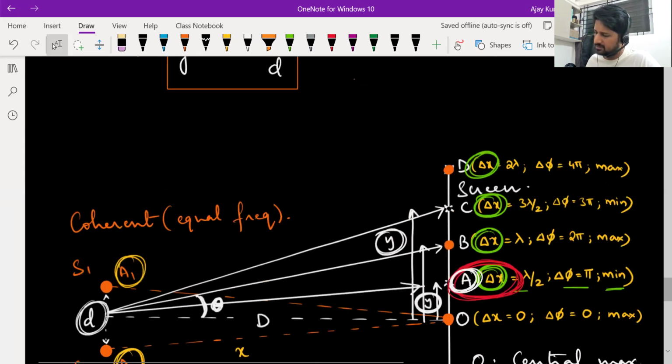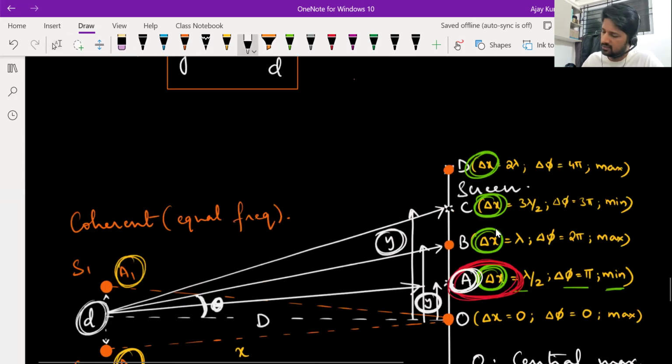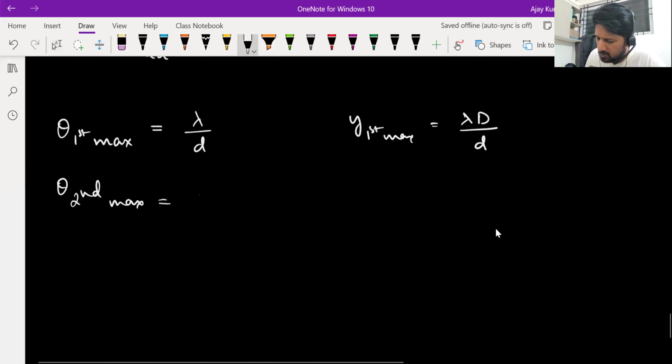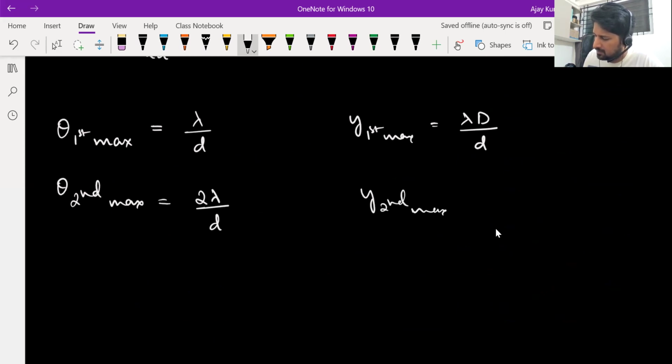See, for the second maximum, the path difference will be 2 lambda. Okay, second maximum is this point D on the screen. What will its angular position be? You just substitute delta x as 2 lambda. It becomes 2 lambda by small d. And y coordinate of the second maximum will be 2 lambda capital D by small d.